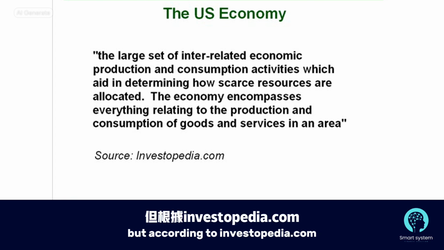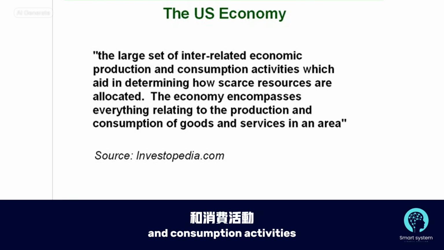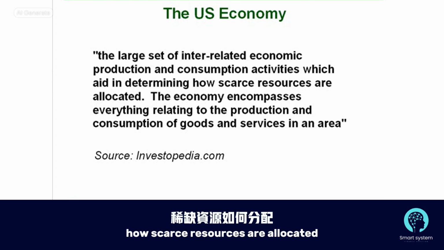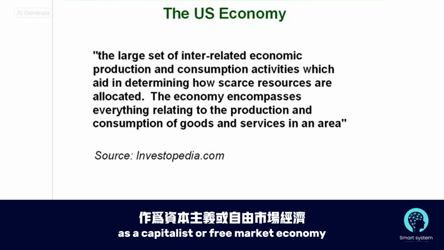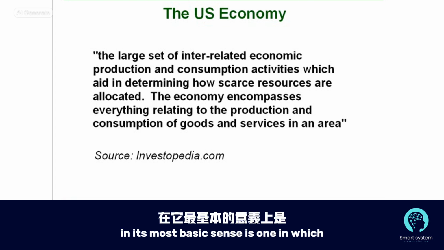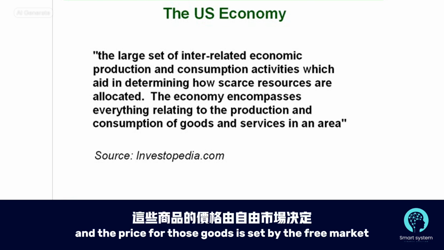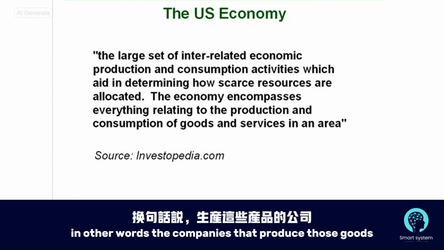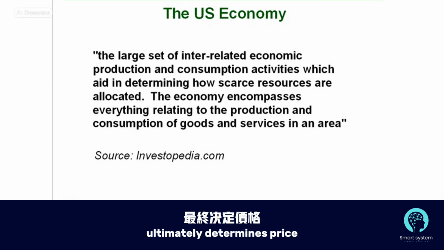According to investopedia.com, the definition of an economy is a large set of interrelated economic production and consumption activities, which aid in determining how scarce resources are allocated. The economy encompasses everything relating to the production and consumption of goods and services in an area. People often refer to the US economy as a capitalist or free market economy, which in its most basic sense is one in which the production and distribution of goods and services is done primarily by private or non-government companies, and the price for those goods is set by the free market. In other words, the interaction between the companies that produce those goods and the consumers that buy them is what ultimately determines price.